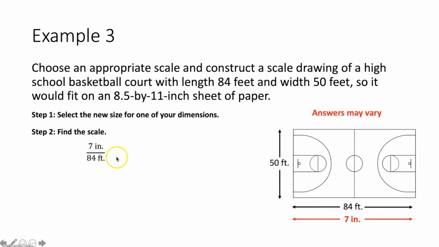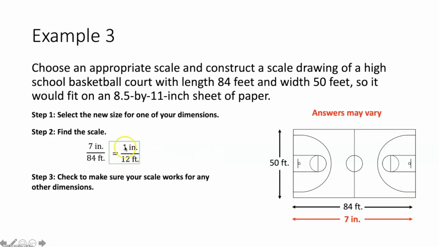We can then simplify this down. Again, we chose 84 because it's divisible by 7. When you simplify that down, you get a scale of 1 inch to 12 feet. So 1 inch on your sheet of paper is going to represent 12 feet of your actual basketball court. Next, what you have to do is check to make sure that this scale that you found is going to work for your other dimension as well.